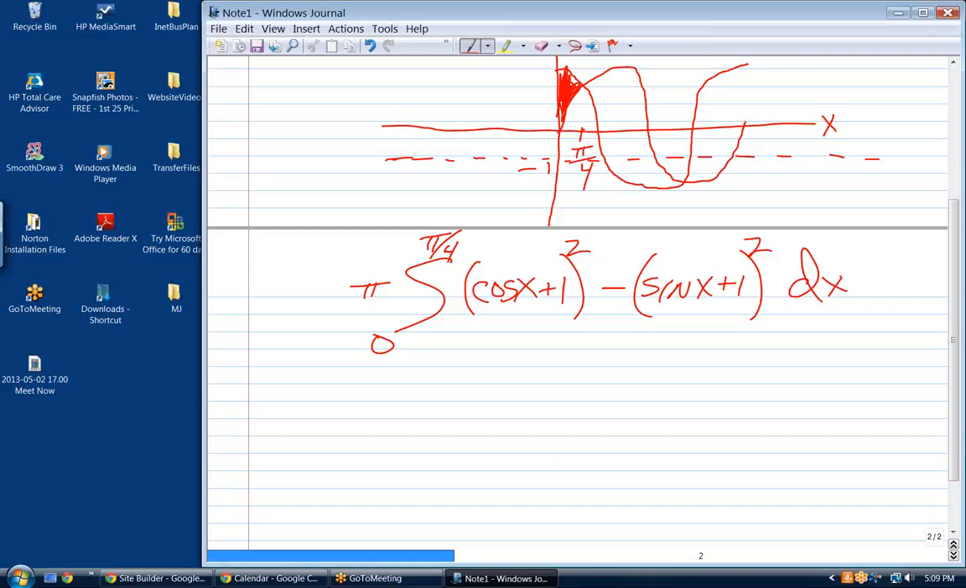So, let's see. Are you supposed to manually integrate this, or stick it into your computer and come up with an answer? Well, it's supposed to be manual. Okay, let's do it. The first step is probably squaring it out.